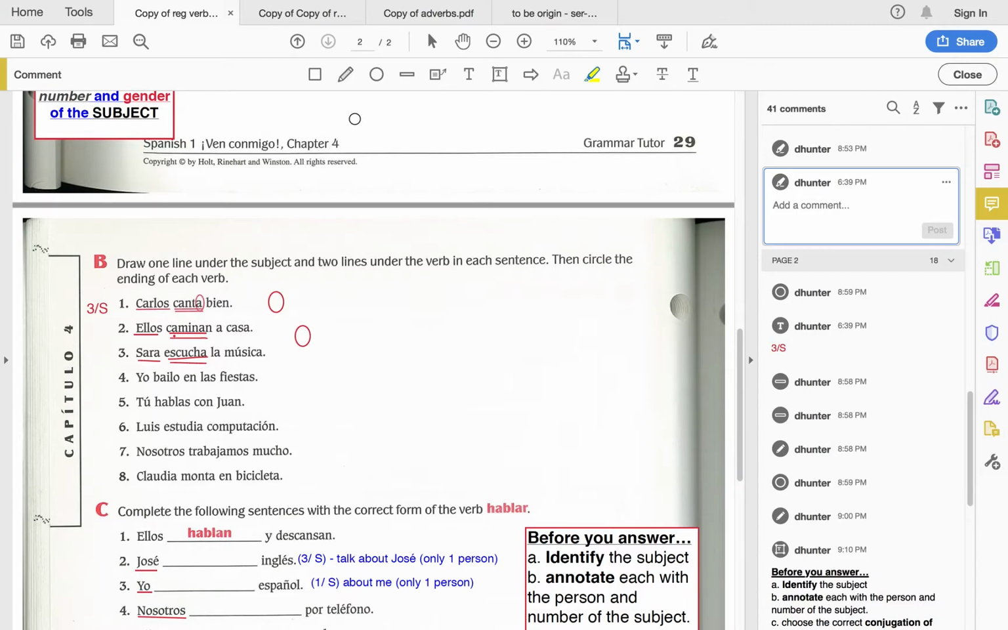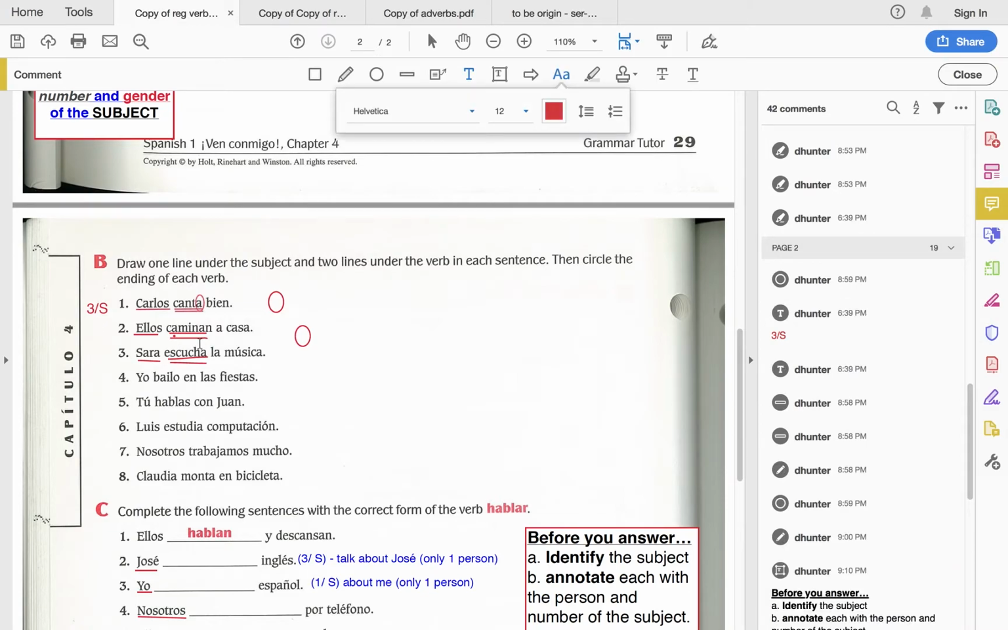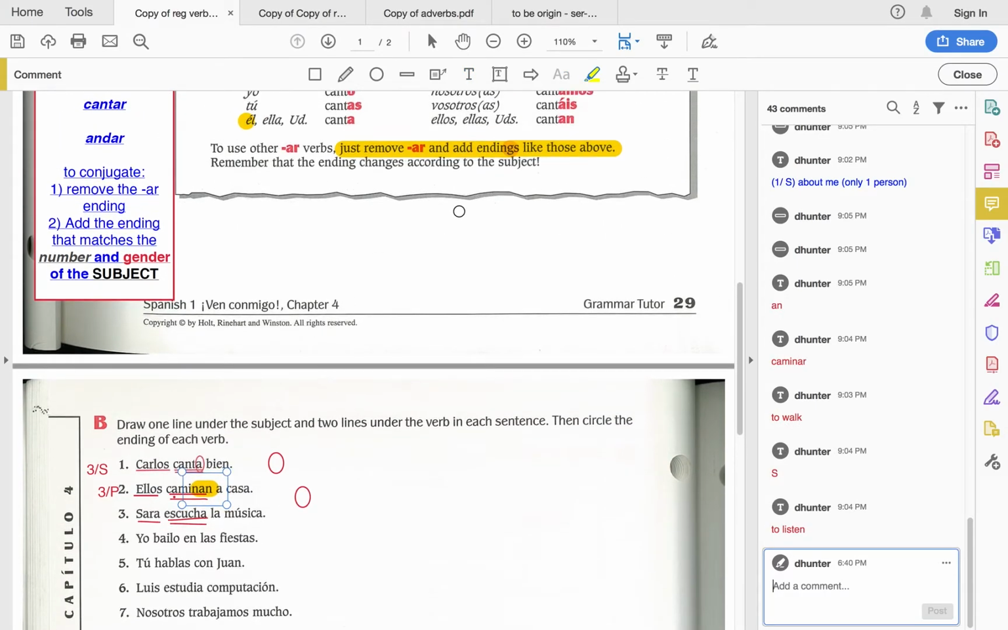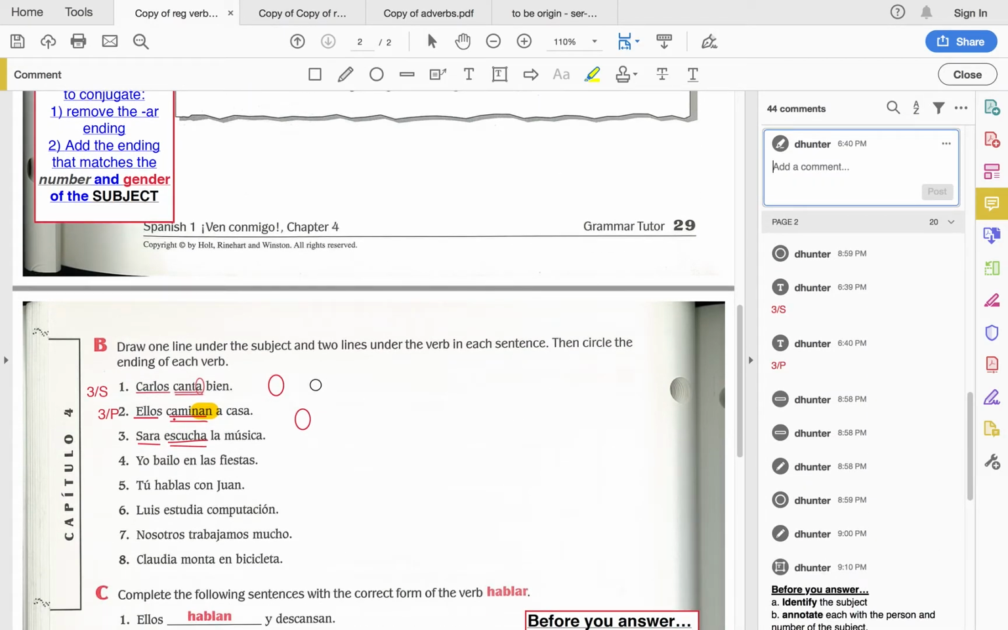Bien. Now let's go ahead and annotate really quickly before we go forward. So annotating our subject is underlined once. We can see it's ellos. Hopefully we see immediately that that's third person, and it ends in an S, so we know it's plural. Caminan significa to walk. And who's walking? They are walking. Because it's more than one person that we're talking about, it's third person plural, and we have used an AN ending on caminar.